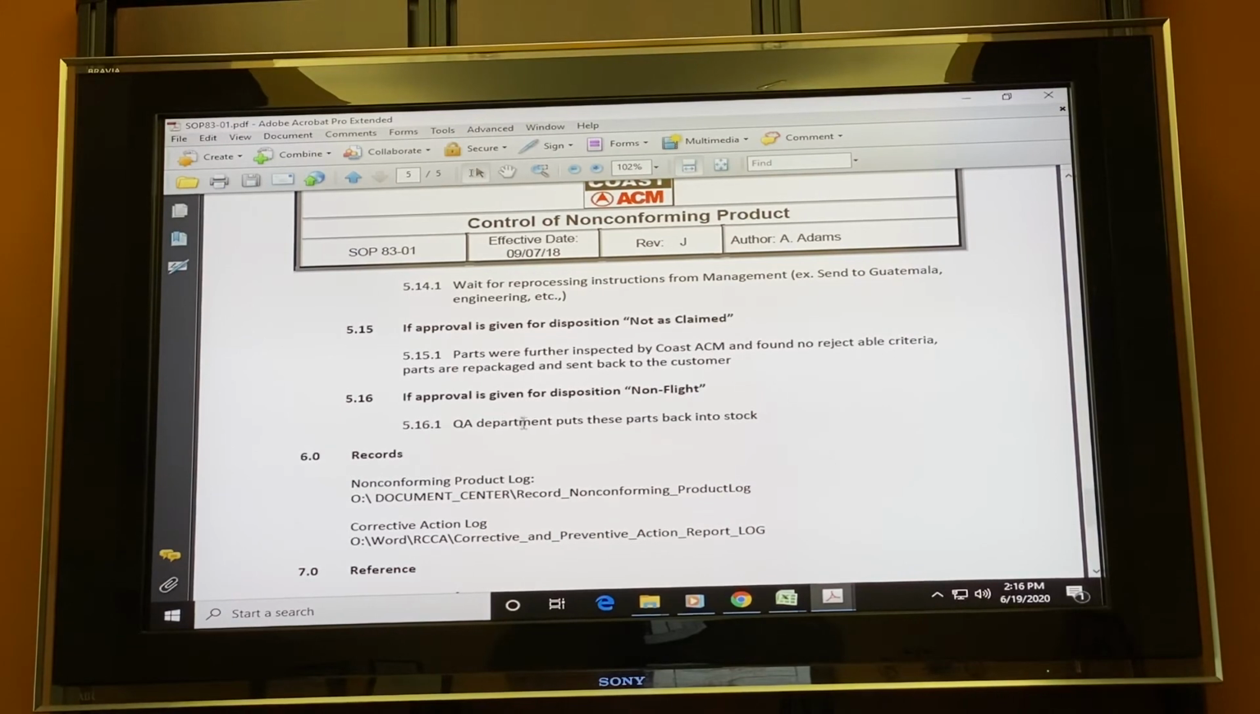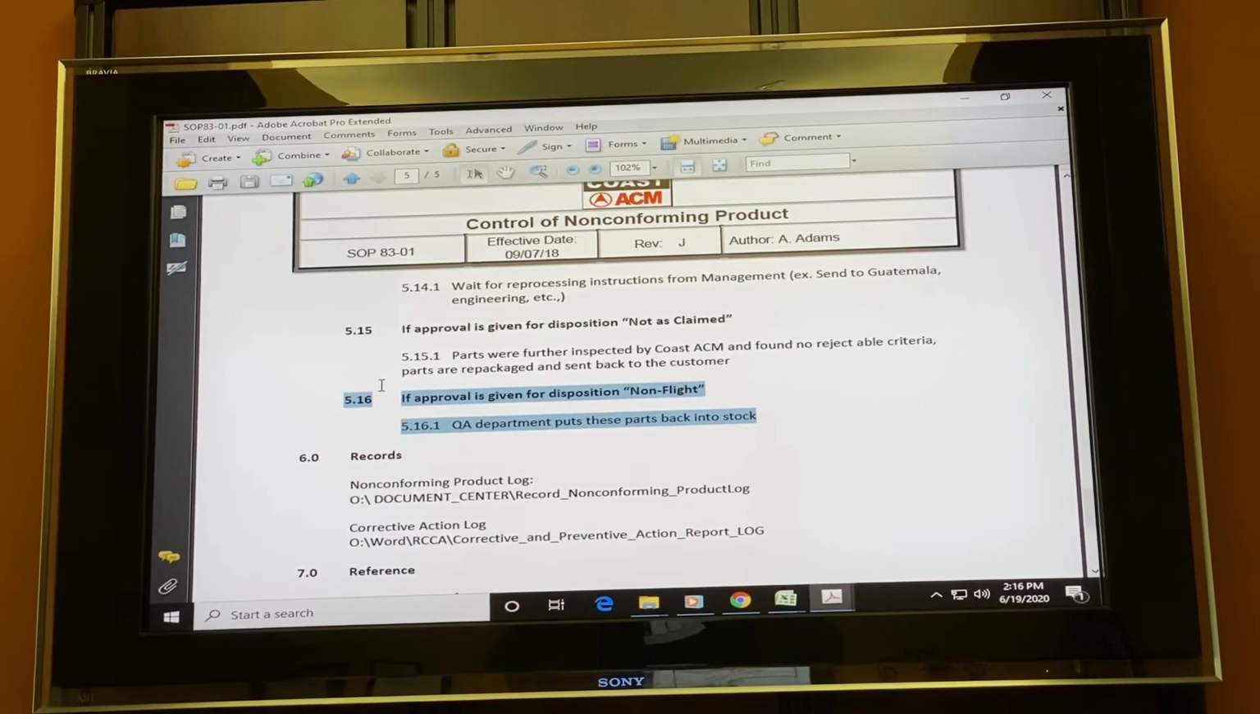Okay. If approval is given for the disposition of non-flight, QA department puts these back into stock. So these ones, the only thing is that you want to write on there that they were dispositioned as non-flight. Usually at least what I've noticed is that I see this is actually still on the parts. So when they're dispositioned as non-flight, which practically means that we can still use them, they just can't be used for flight or space parts. Okay. That's what that's saying.